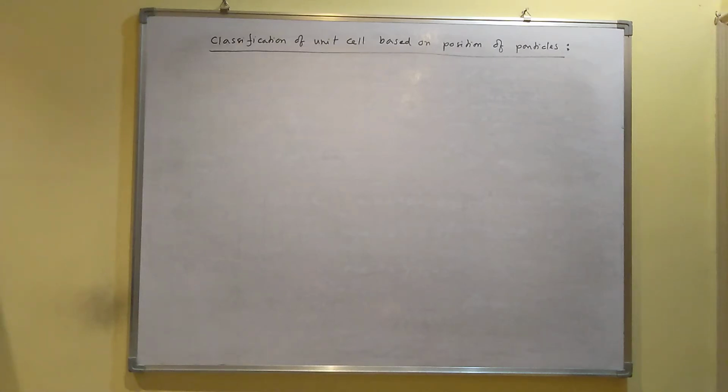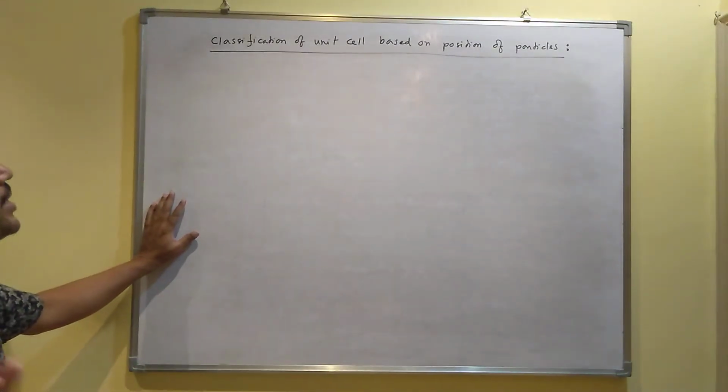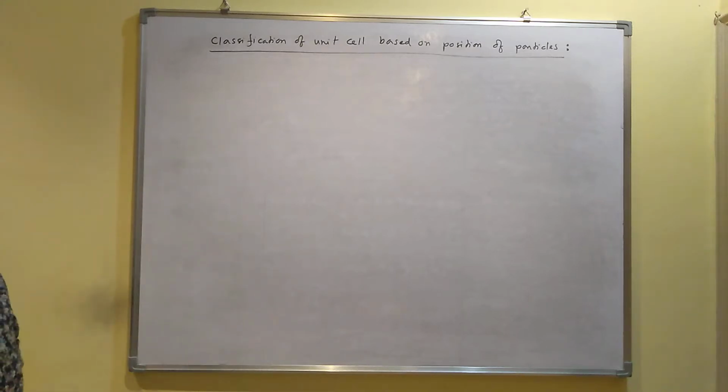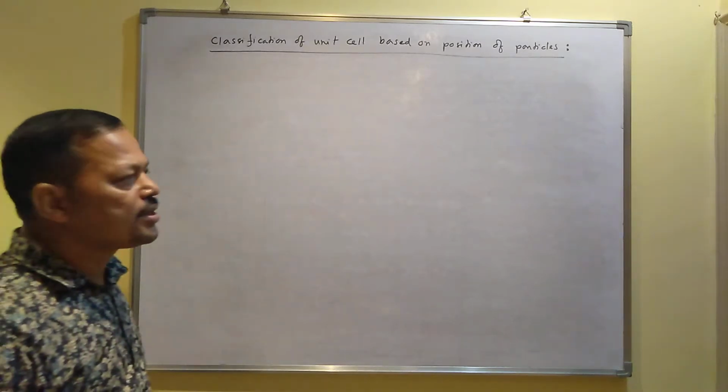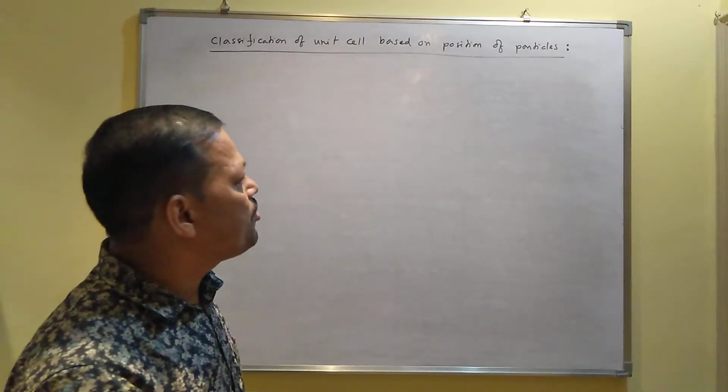Okay, now this is another type of classification of unit cell, and it is based on the position of particles. I mean, where the particles are present in your unit cell. Based on that, again you can classify the unit cell mainly into two types. One is called primitive unit cell or simple unit cell, and one is called non-primitive unit cell.